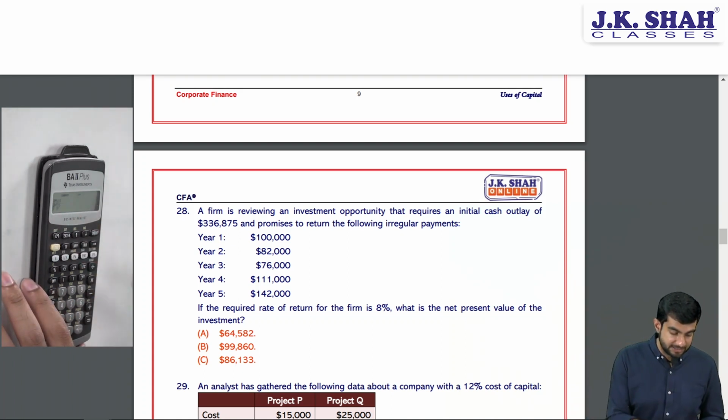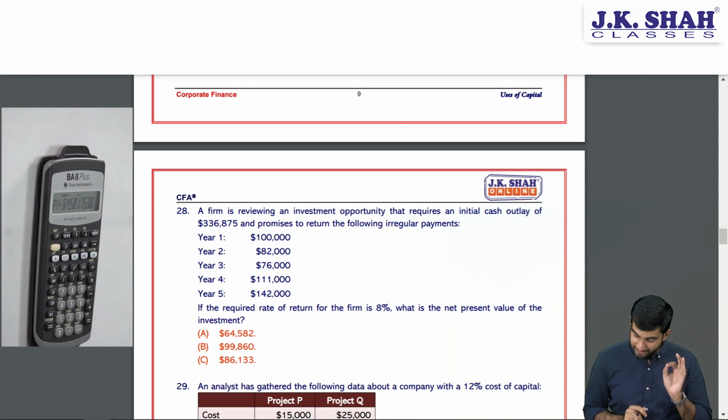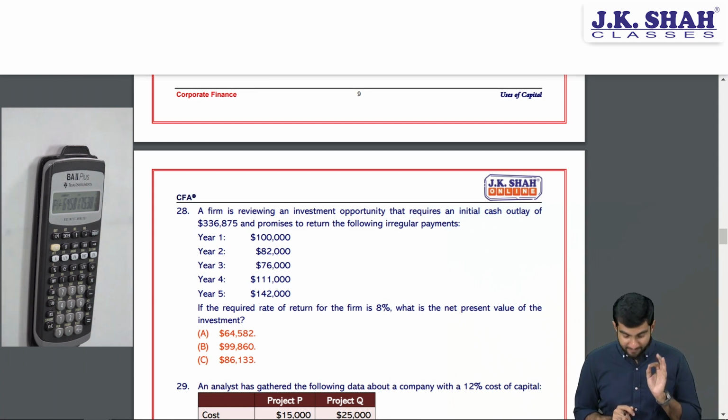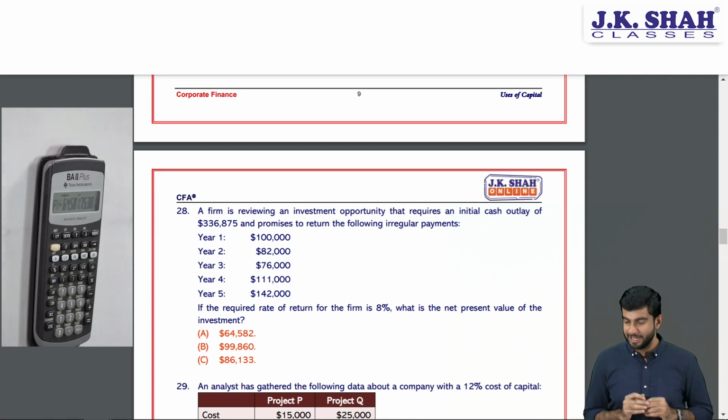Finally press the CPT compute button. The answer is showing 64,581.75. So option A is the answer. So this is how you calculate the NPV on the calculator.